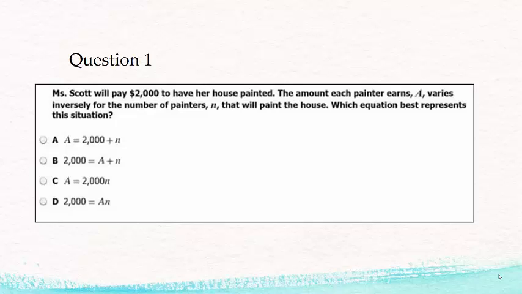Alright, so first we remember that inverse variation is k over x, where the number on top is k and the number on the bottom is x, or k is the number and x is the variable. So A equals 2,000 over N, or you could have written it as N equals 2,000 over A. It would have been the same idea. Now you multiply N on both sides, and you get AN equals 2,000, and that is an answer.